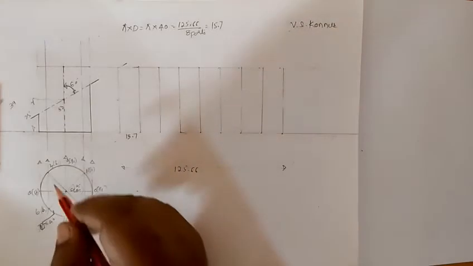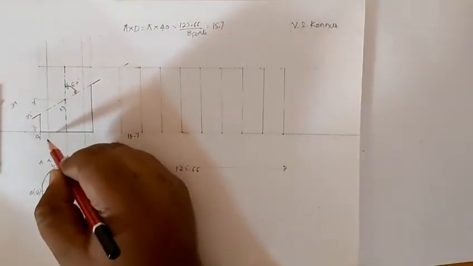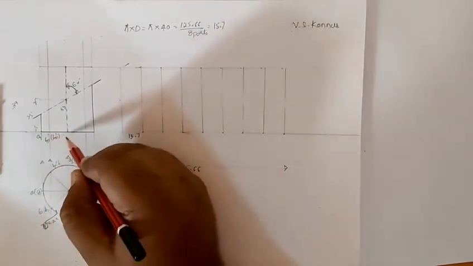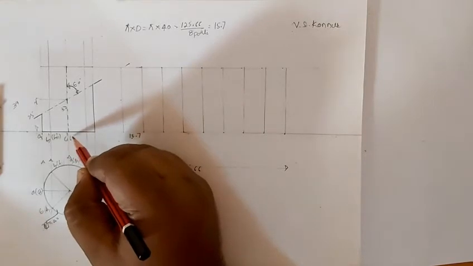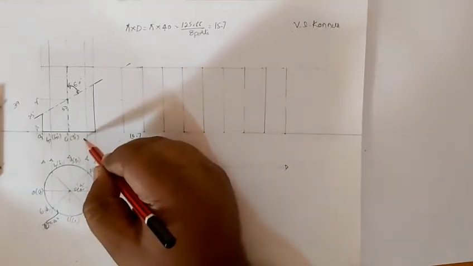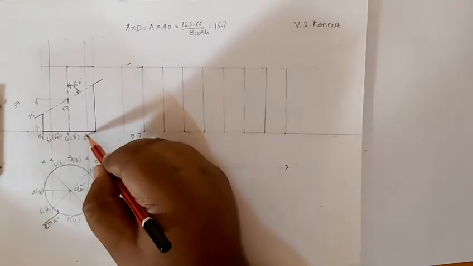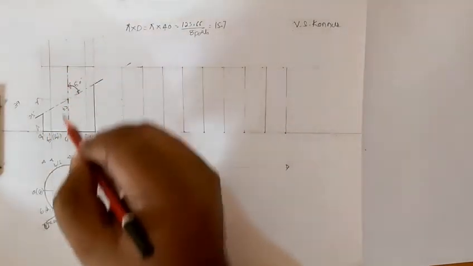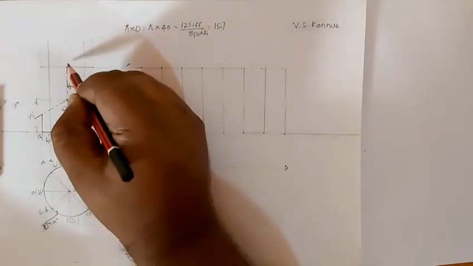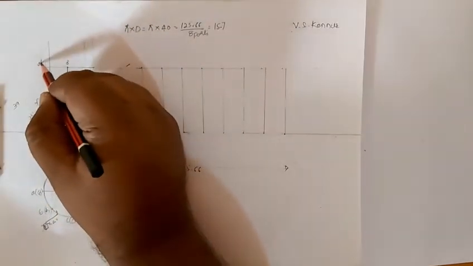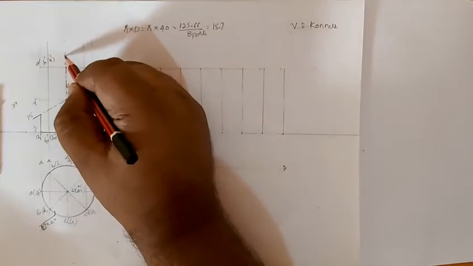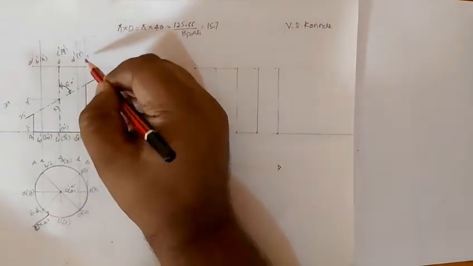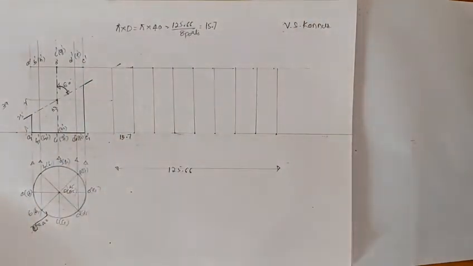Now we'll name it first. This is A1 dash, this is B1 dash, H1 dash in bracket, and this is C1 dash, G1 dash in bracket, D1 dash, F1 dash, and this is E1 dash, and this part is called O1 dash, this is O dash. So here A dash, B dash, H dash, C dash, G dash, D dash, F dash, and E dash. Now we'll number it.